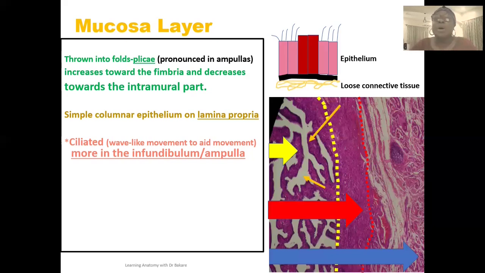And this is why you have more of the ciliated type of columnar epithelium in these two regions, because these are the regions where movements are needed to be exerted. So it is important that we're able to highlight this.